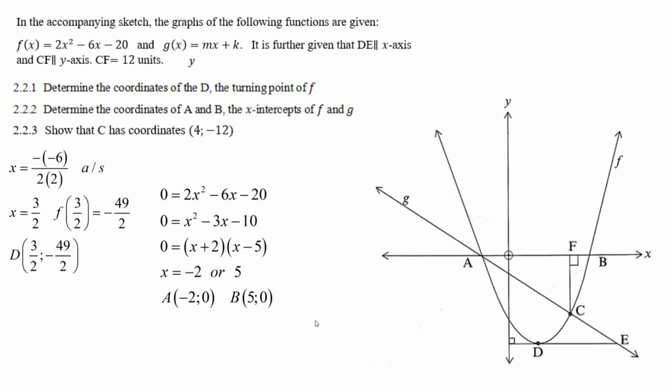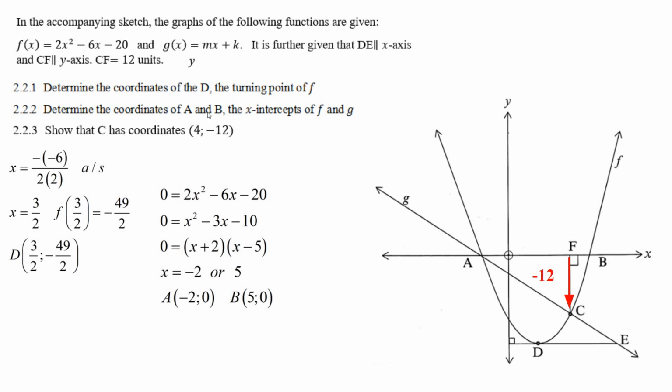Now, the next question may be a little trickier. Show that C has coordinates of 4 and minus 12. How do we know it's minus 12? Oh, yeah, they said CF is 12 units, and you're going down. So that explains the minus 12. But how are we going to figure out 4? Well, why don't we just take minus 12 and put it in for y, and then solve for x and see if we get 4. That'd be nice. And it's a few marks, so they want to see some algebra here.